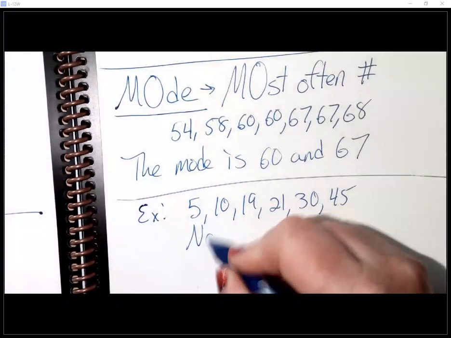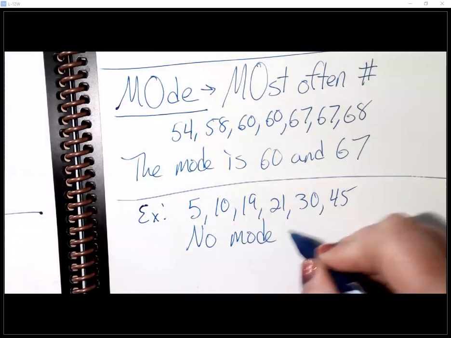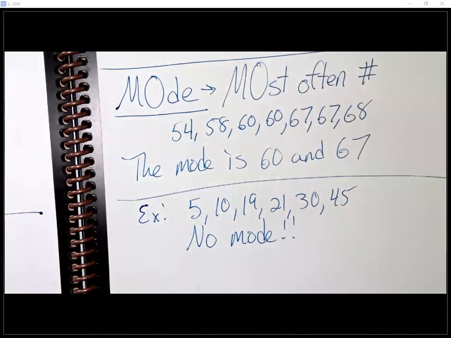No mode. So I can certainly have one mode. If there's one clear winner, I'd have one. If there's a tie, I can have more than one. And if everybody's the same, then I just don't have a mode at all. You guys with me?